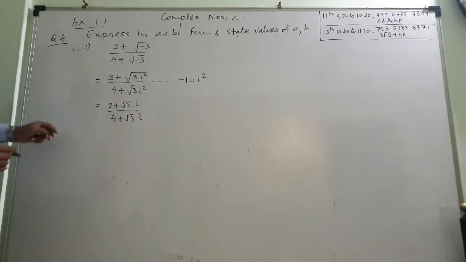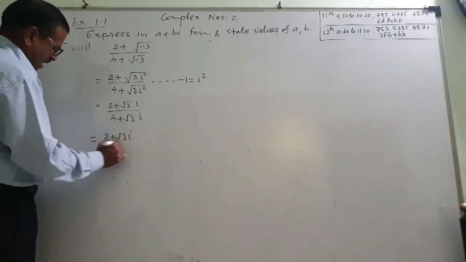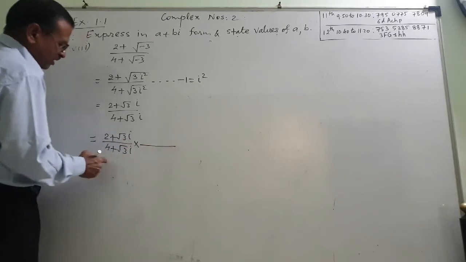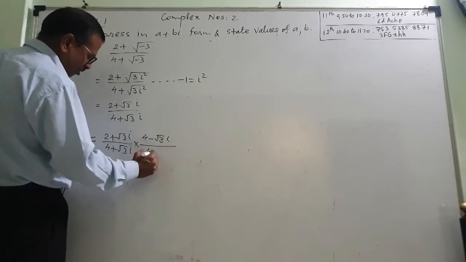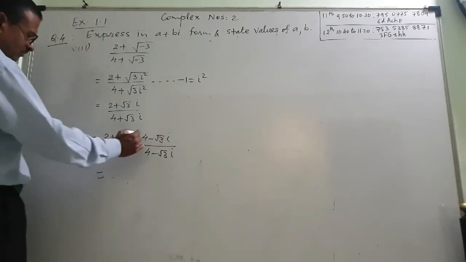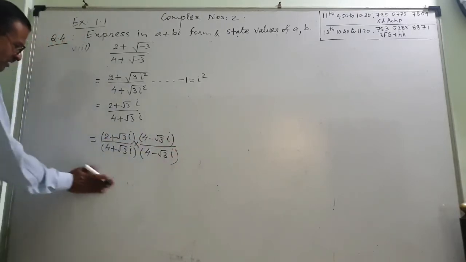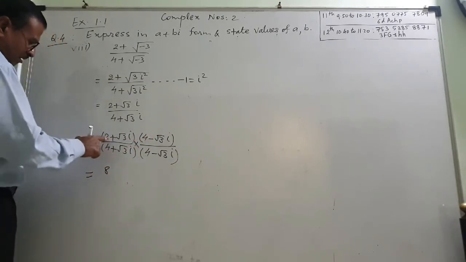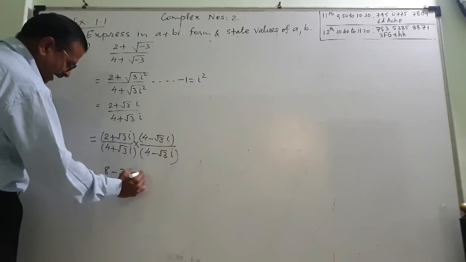Now I will multiply by the conjugate. So that is equal to 2 plus root 3 i upon 4 plus root 3 i into the conjugate of the denominator, 4 minus root 3 i, upon also 4 minus root 3 i. Multiply and divide. That is equal to. Now I will multiply this. First of all, by this 2 I will multiply this whole: 4 to the 8, this will be minus 2 root 3, 2 into root 3 and i.